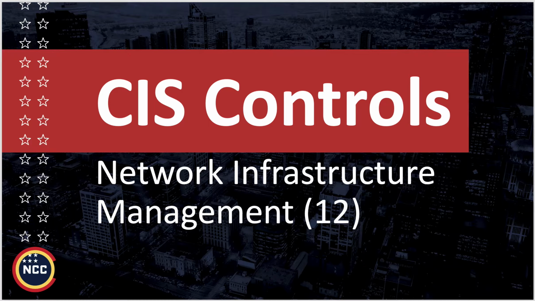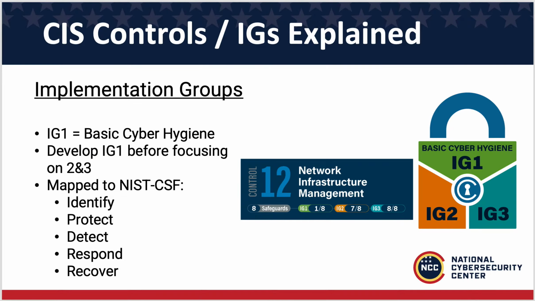This is the CIS Controls presentation on network infrastructure management from the National Cybersecurity Center. Quick explainer on the controls and implementation groups. For each control, there are a select number of safeguards. Here you have 8 safeguards, one of them in IG1, then 6 in IG2, and another 1 in IG3. So you can see as these buckets fill up.